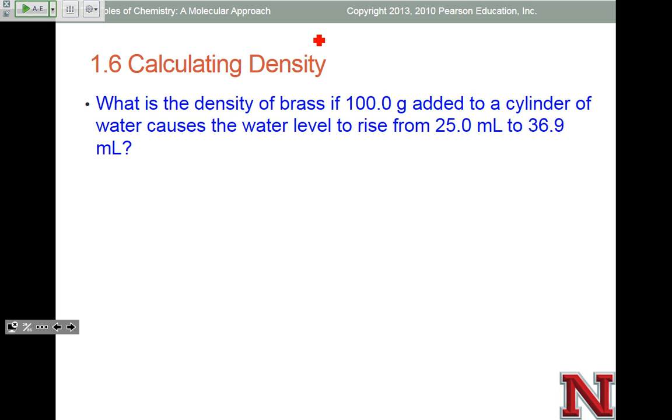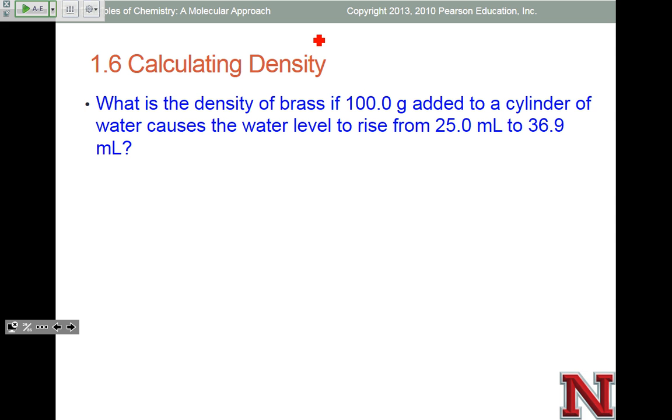Another example, let's look at this one. In this one, we have the density of brass, so we already know what the thing is, but we want to know what the density of it is. If we have a certain mass, which is given, and then we put it in a cylinder of water, and the water level changes. So how do we calculate this one?